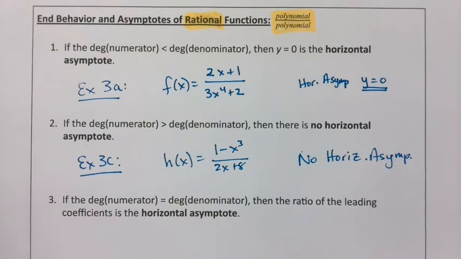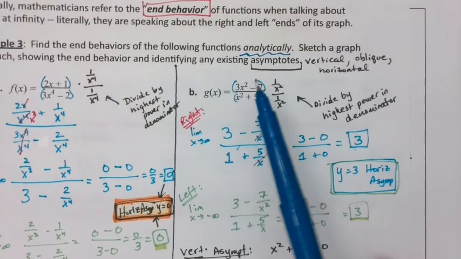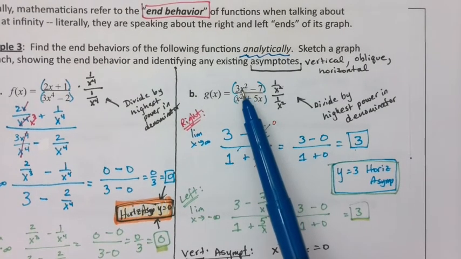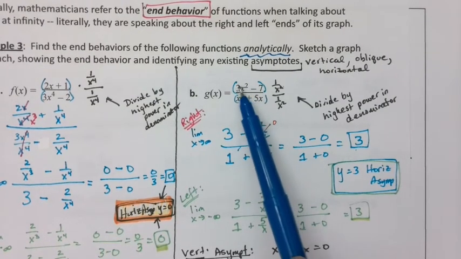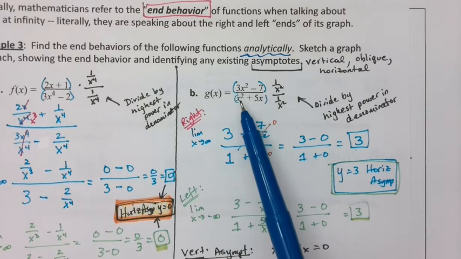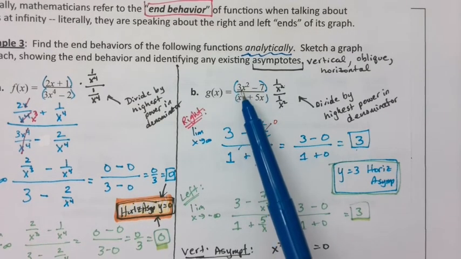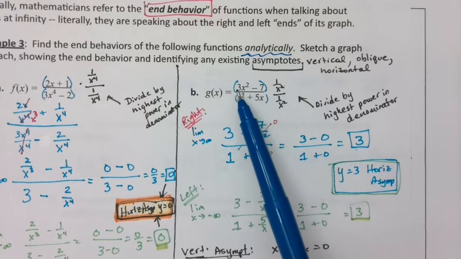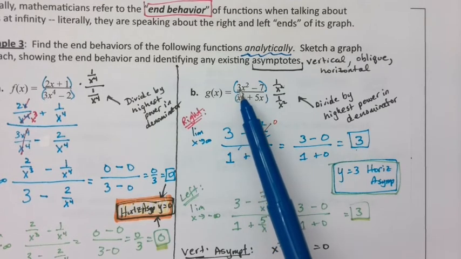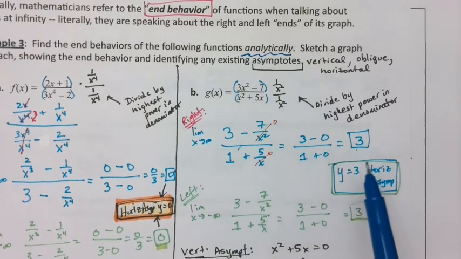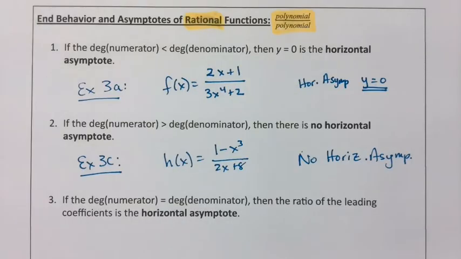All right, now what about the degree of the numerator equal to the degree of the denominator? Well, we saw that as well. We saw that in example 3b right here. Degree of the numerator was 2, because it's x squared. Degree of the denominator was 2 because it's x squared. So then it became a ratio of their coefficients. This has a coefficient of 3. This has a coefficient of 1. 3 divided by 1 makes 3. And that was our horizontal asymptote.